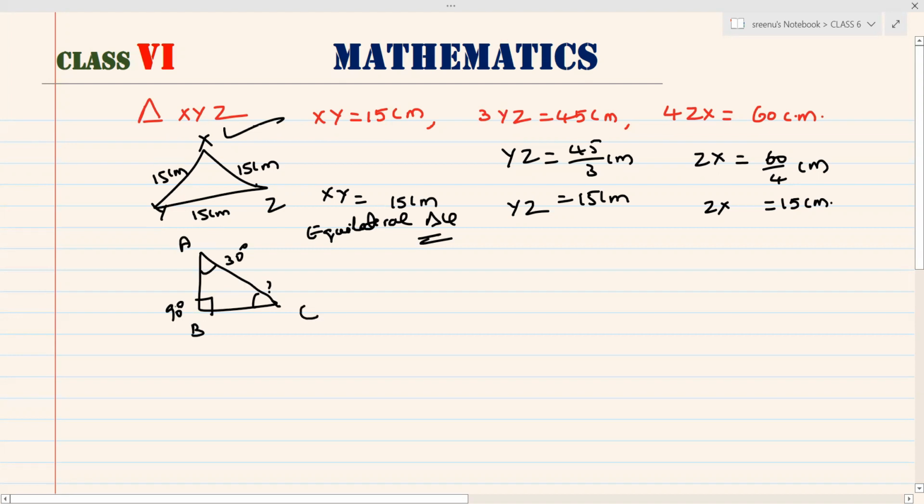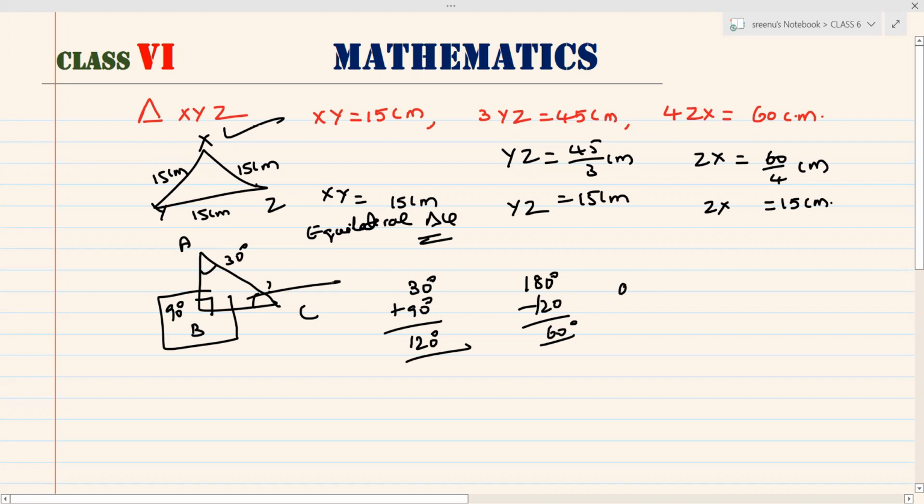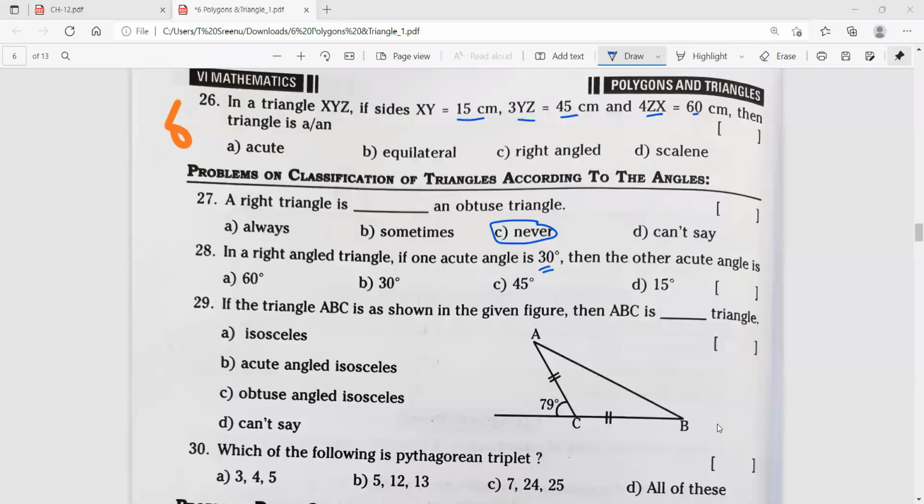A right angle triangle, in the sense, indirectly gives one angle as 90. Let's add 30 plus 90. What is the total? 120. Subtract from 180. How much will we get? 60 degrees. So the other acute angle, angle C, is equal to 60 degrees. Right? Next. So the answer is 60 degrees.